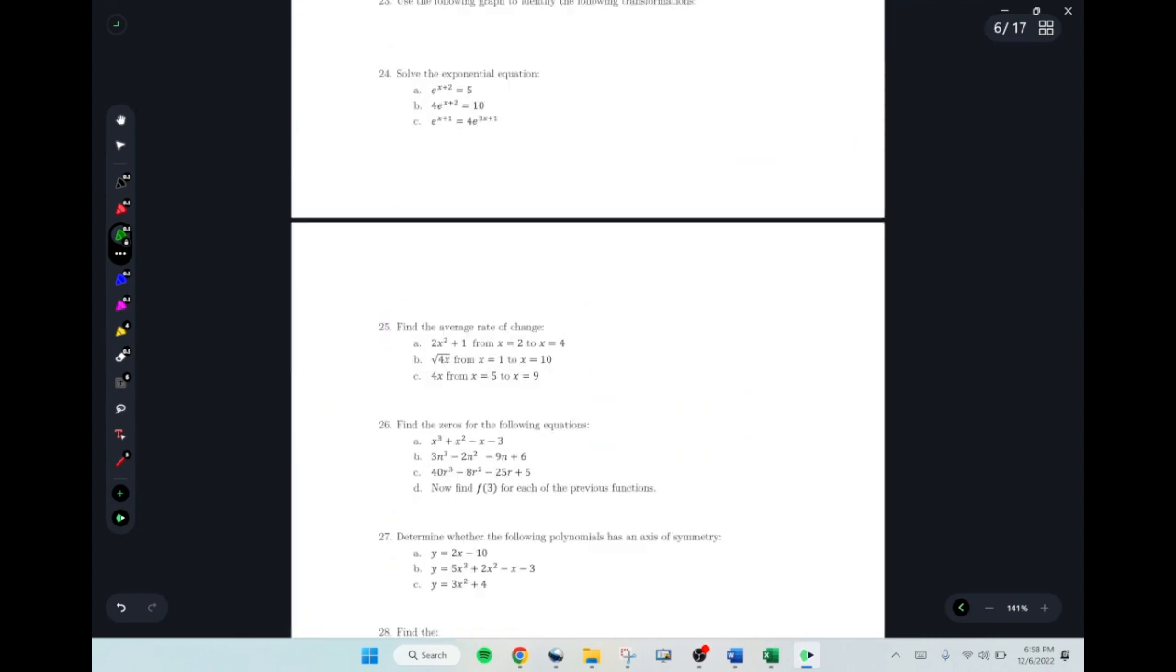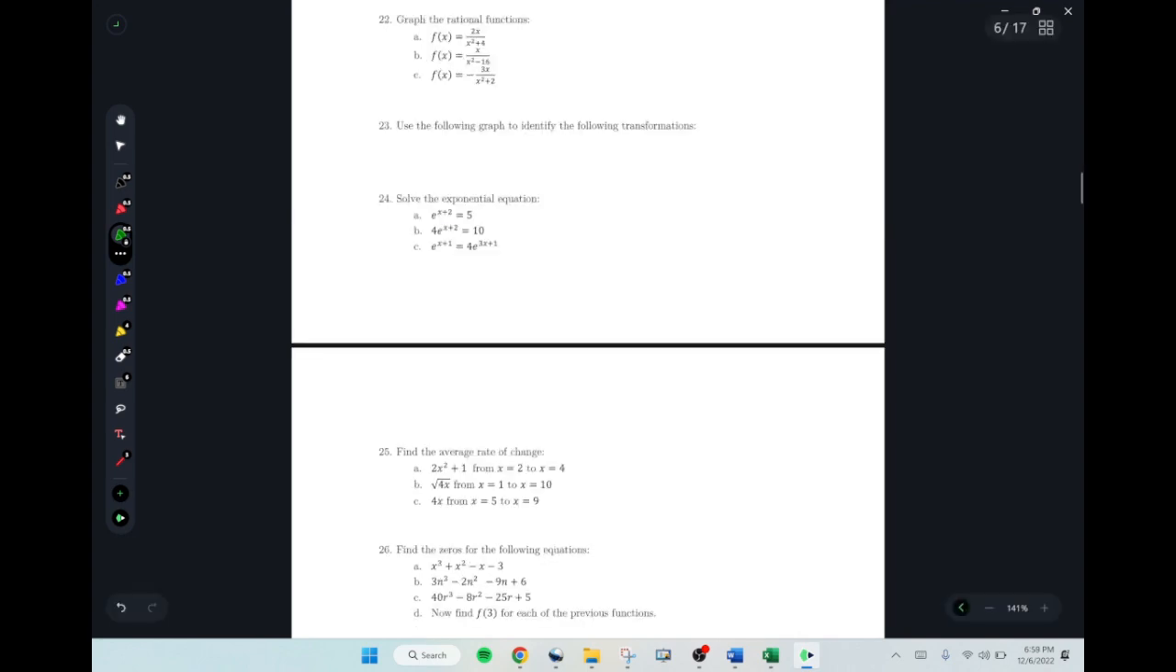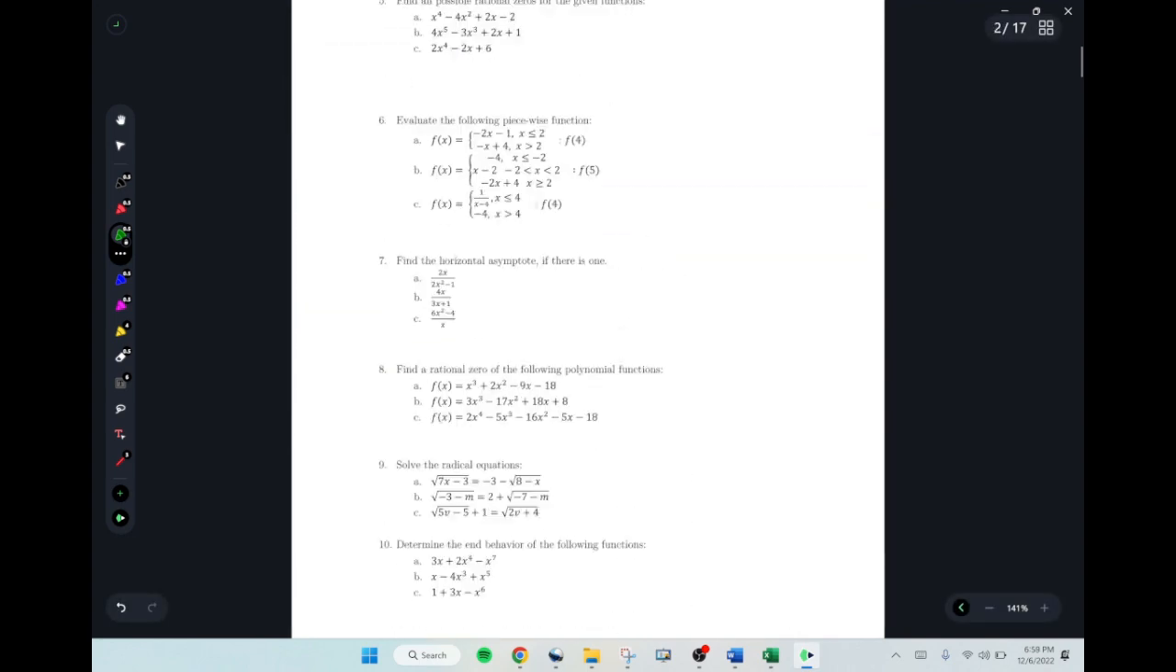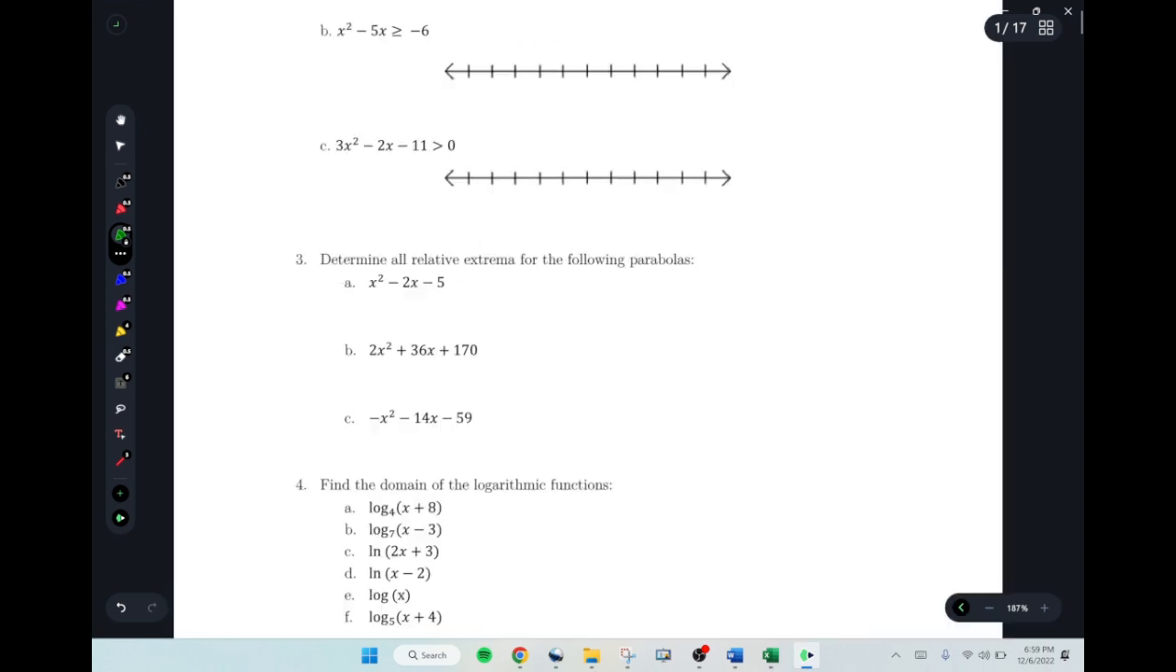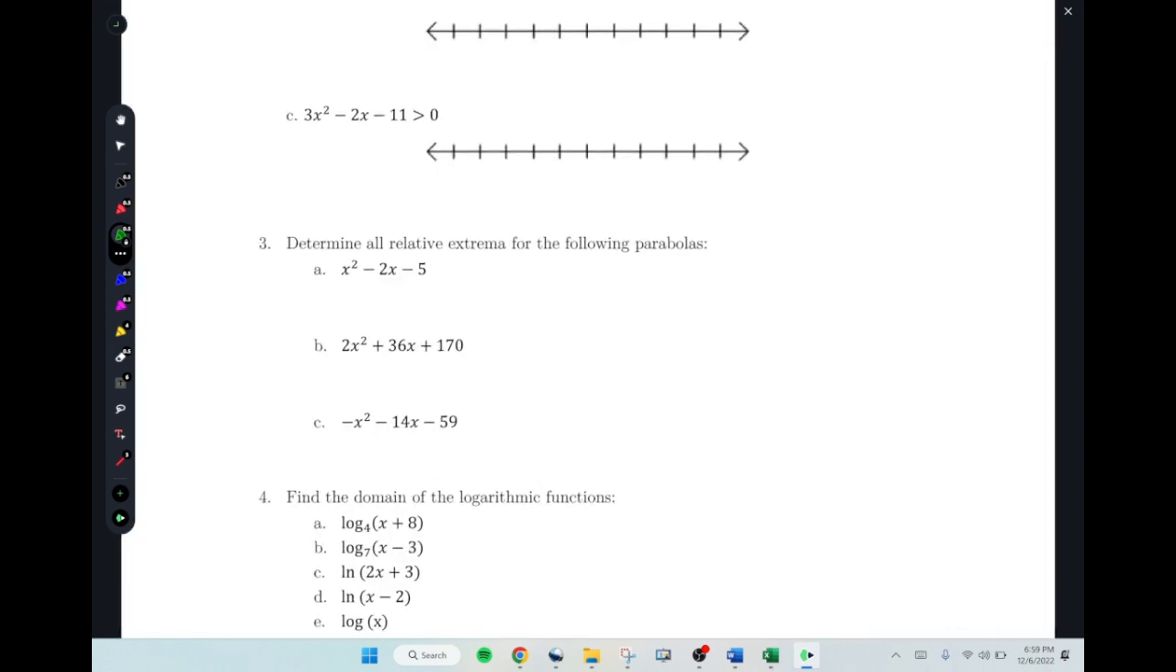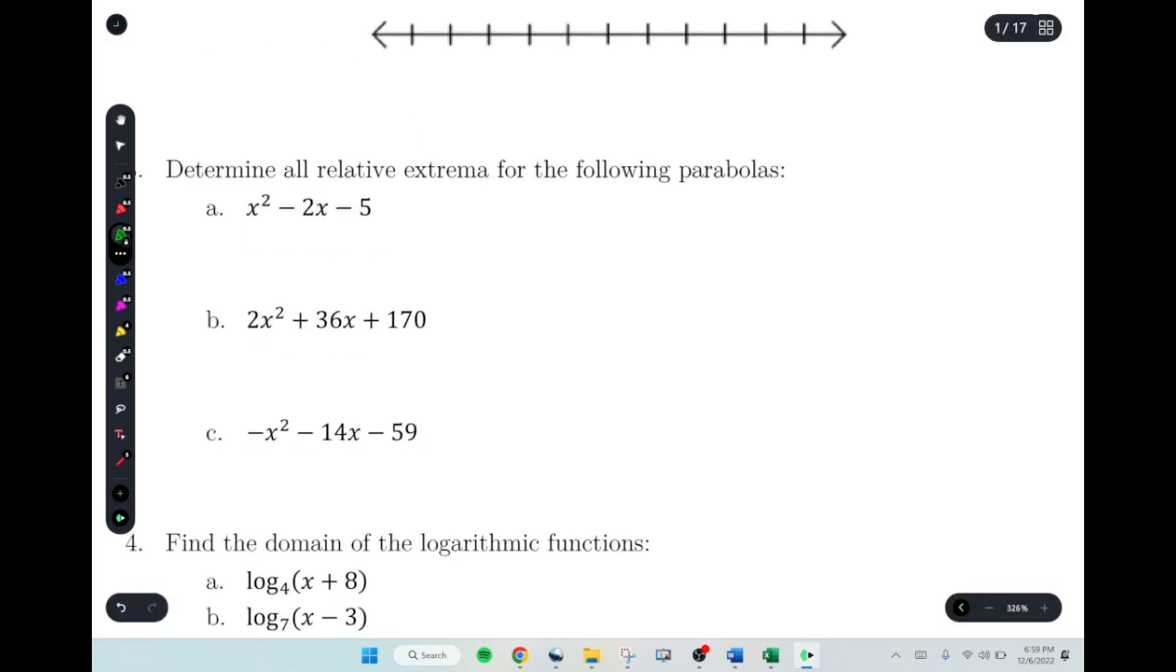What does relative extrema mean? Minimums and maximums, local. Which one has that? Number 3. Oh, but these are all parabolas. So what does that mean? That's fun. I like that wording. What does that mean?